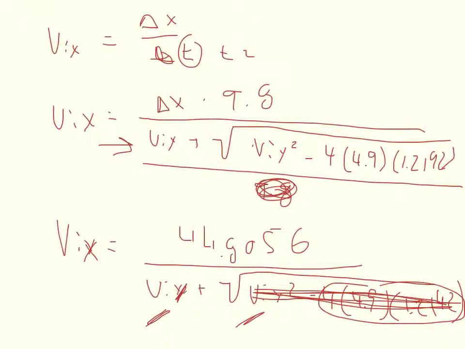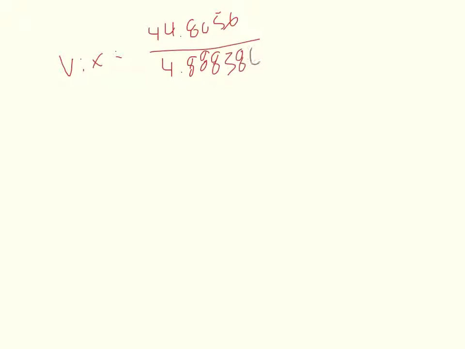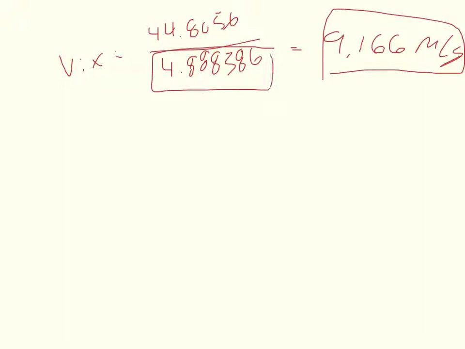So I'm going to pick that number, and that turns that whole value to 0, and I can simplify my equation even further. And so what I end up with is that v initial in the x direction is equal to 44.8056 divided by 4.888386, which is equal to 9.166 meters per second. So that's my v initial in the x direction right here. This is my v initial in the y direction right here.